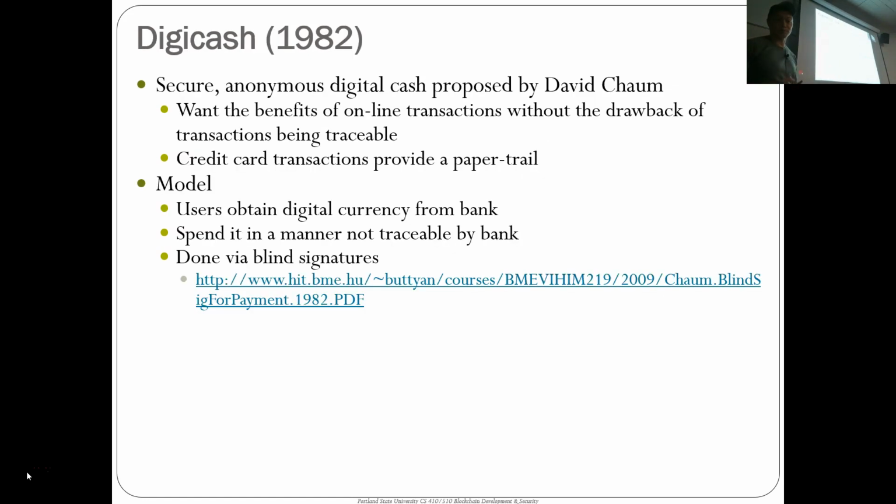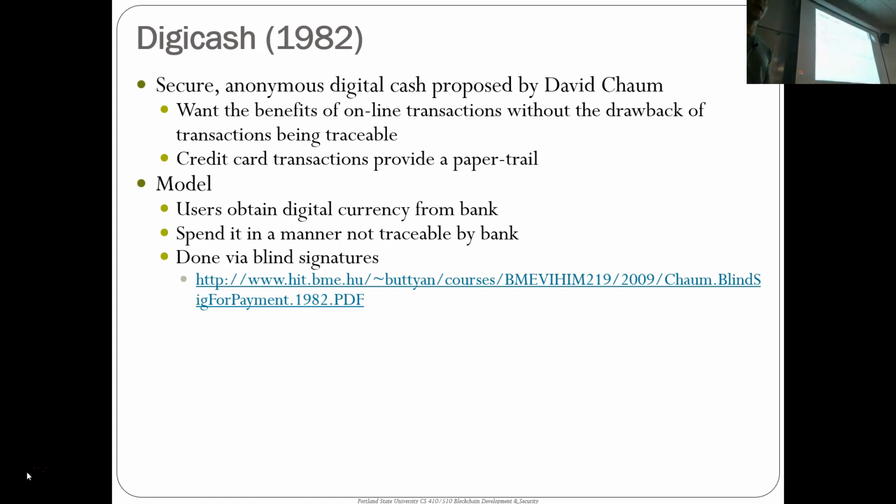Okay, so this leads us to digital currencies, and the first version of a digital currency was this thing called DigiCash, and this is a secure, anonymous digital cash proposed by Chaum. Chaum wanted the benefits of online transactions without the drawback of the transactions being traceable. So at this point, credit cards had taken off, but the thing with credit cards is that the credit card company sees exactly where you're buying stuff. So he didn't want that.